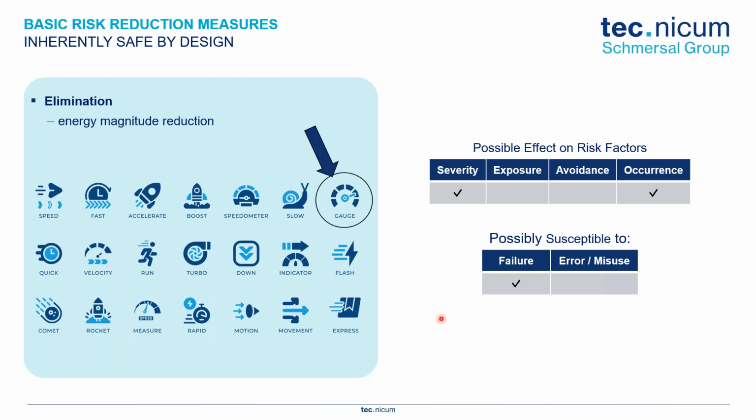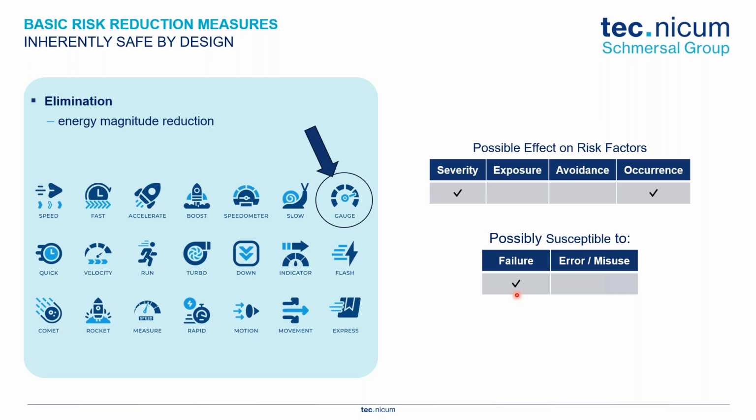The next one, elimination. If we have a hazard that's based off energy magnitude and we reduce it, ANSI B11.0 says possible effects on the risk factors will be the severity and occurrence. And we may be prone to a failure of the system that we have, trying to eliminate these high magnitudes of energy.